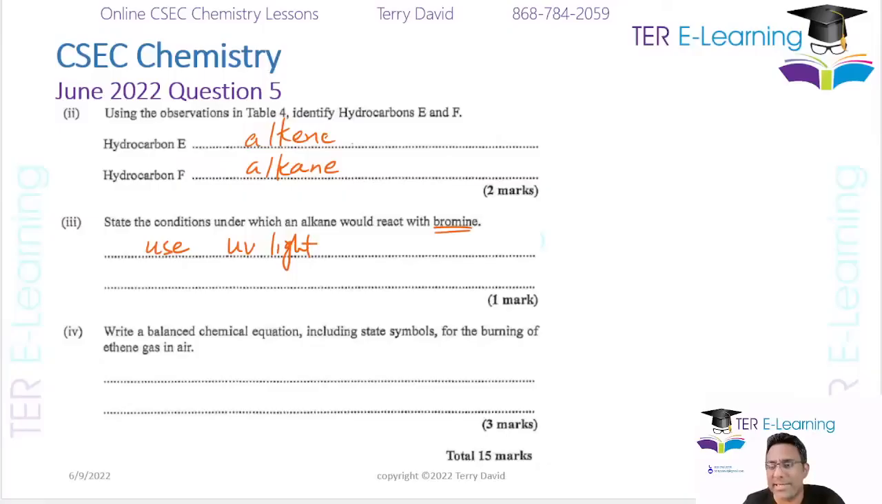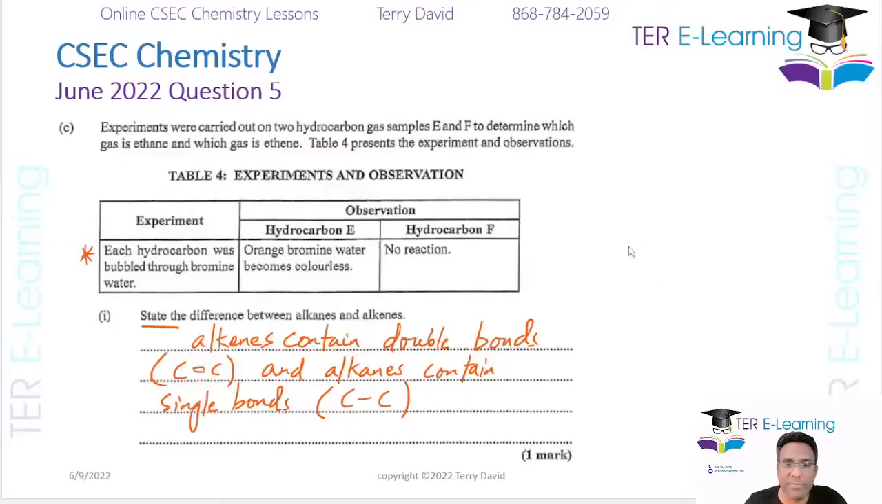All right, somebody said saturated, unsaturated. Yeah, that could work as well. Somebody just said, for this one here, you can also say that for an alkane, it's saturated, yes. And for an alkene, it's unsaturated. Yep, you can use that as well.